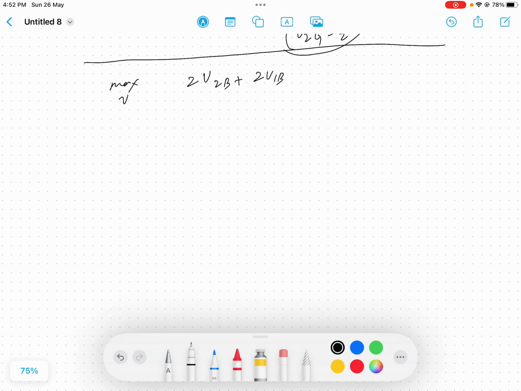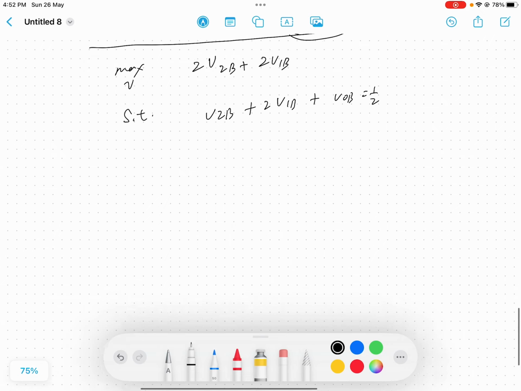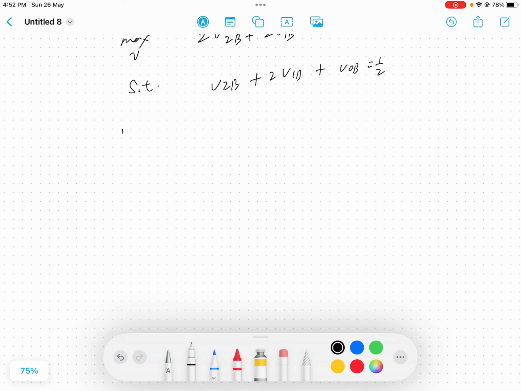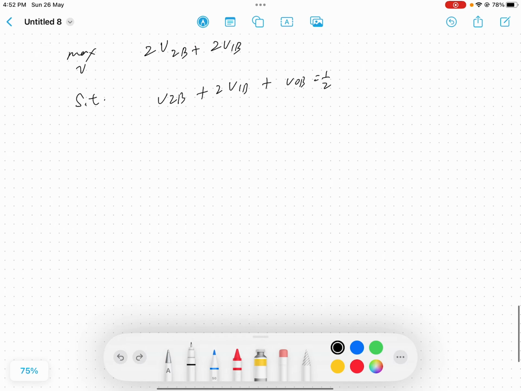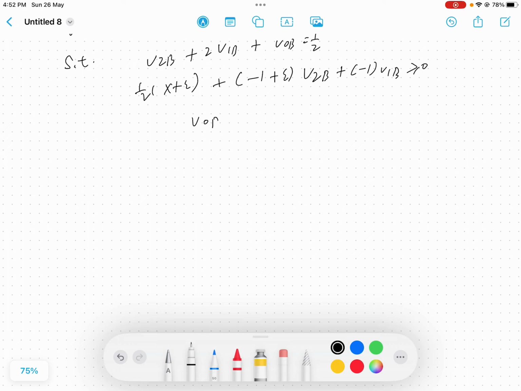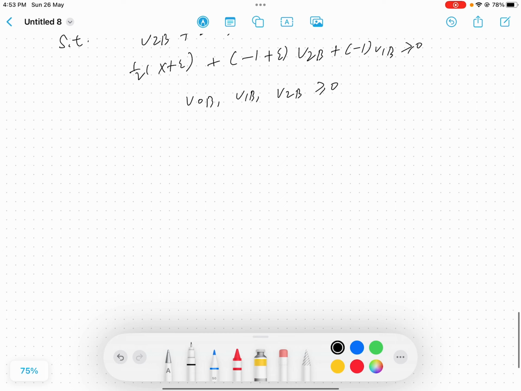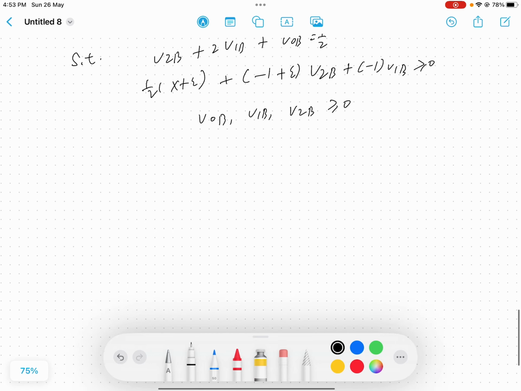So our objective function is further simplified, and subject to the consistency, it's 1/2, okay? And the inequality for the obedience: 1/2 x plus epsilon plus minus 1 epsilon v2b plus minus 1 v1b is a non-negative number. This is just an inequality. And v0b, v1b, v2b have to satisfy those things here, okay? That is related to what we have above. And the other terms we just throw away. We don't need them anymore.